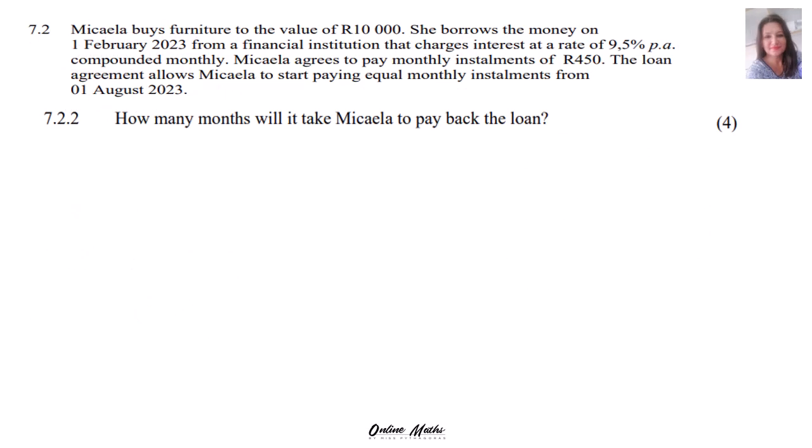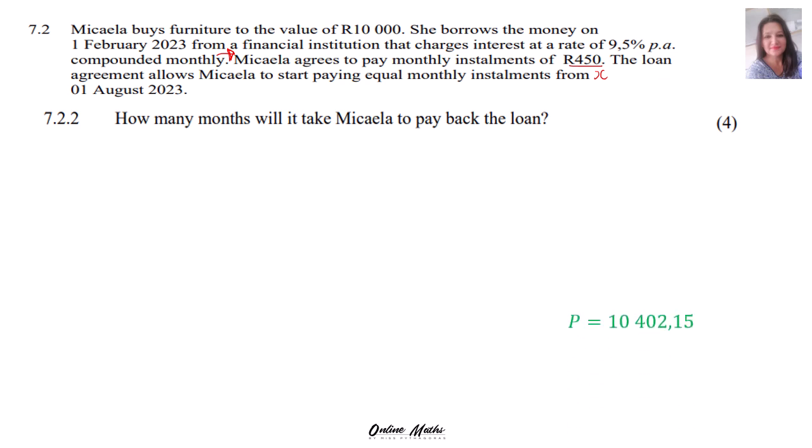Now this question actually starts here. This is the second part. It says Michaela agrees to pay monthly installments of 450 Rand. This is X's value. The loan agreement allows Michaela to start paying equal monthly installments from the 1st of August 2023. Number 2. How many months will it take Michaela to pay back the loan?